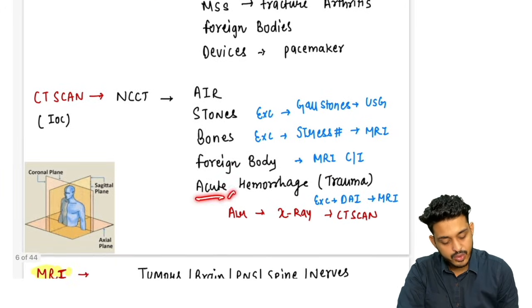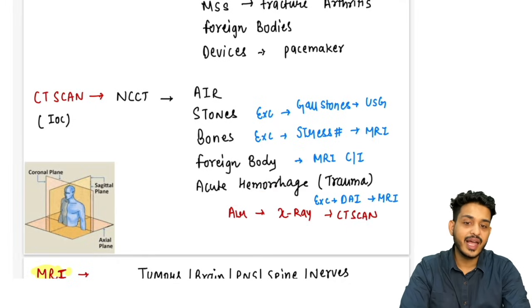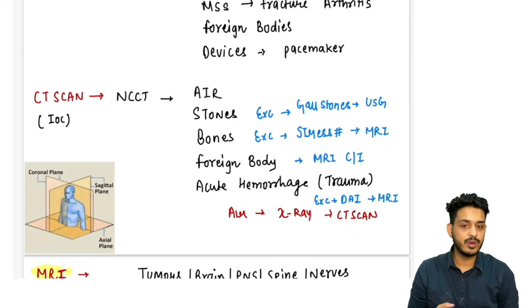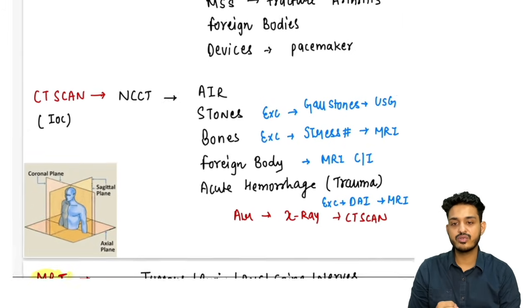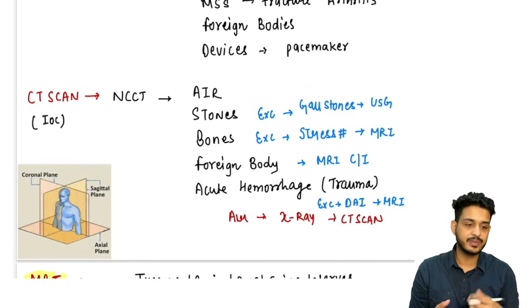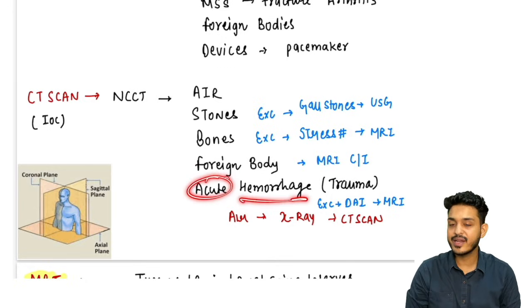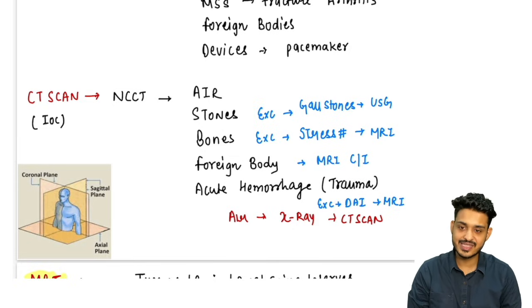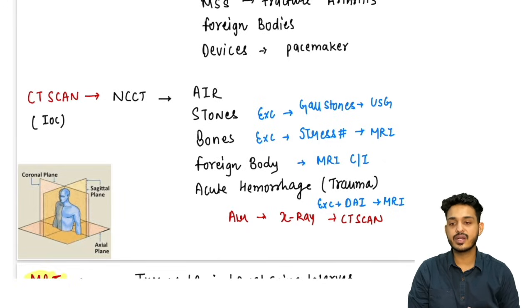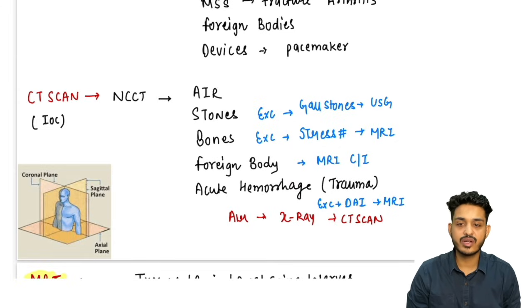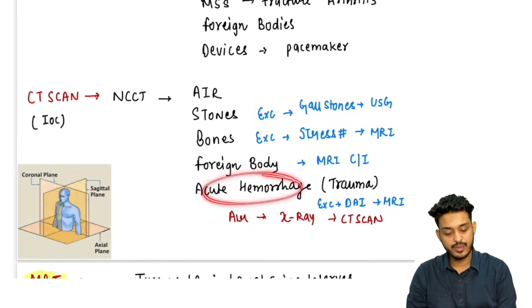Right? For acute hemorrhages, any kind of bleeding that is happening, for example, a patient is coming to us after trauma, a road traffic accident, what are we going to do? First investigation to identify acute bleed is going to be NCCT scan, right? We can do ultrasound also for internal bleeding, but for the head, identification of acute hemorrhage, we are going to do NCCT.